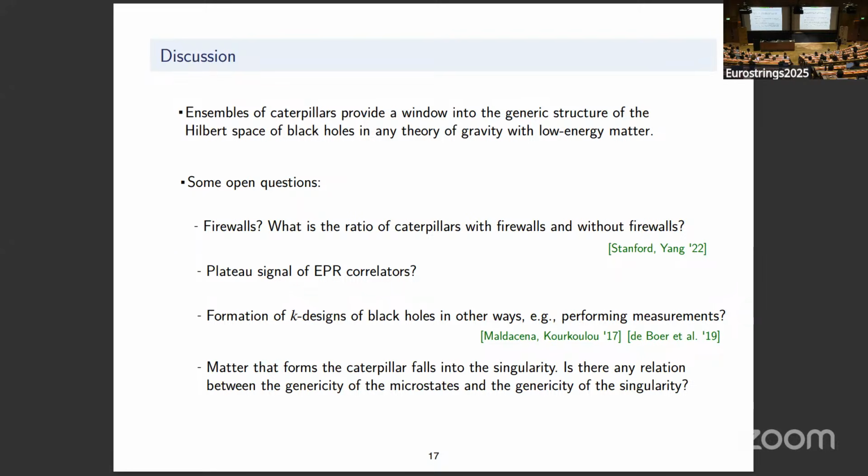Okay, and let me just end with some very generic comment. So the matter that forms the caterpillar eventually falls into a singularity. So we've characterized more generic black hole microstates in terms of their semi-classical geometry. This would be telling us that the singularities that these states have are also more generic from the microscopic point of view. So it will be interesting to relate this genericity between the microstates to the genericity of the singularities in the form of some BKL kind of analysis.